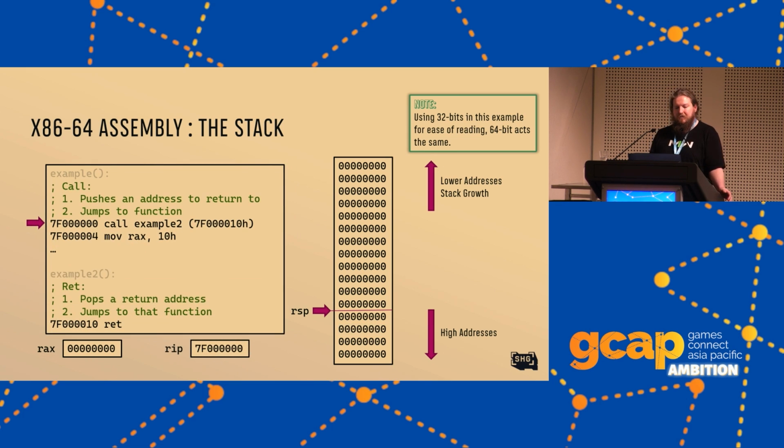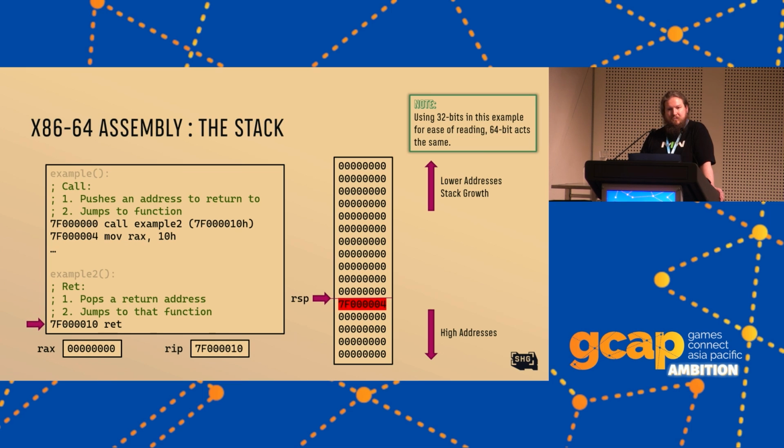So now let's take a little bit of a look at the call and return instructions. The call instruction, what it'll do is it'll push the address of the next instruction onto the stack. In this case, it's going to be the instruction that has the move RAX 10 in hex, and then it will jump to the function that's being called. And for this, it's going to jump into example 2. So let's take a look at what that does.